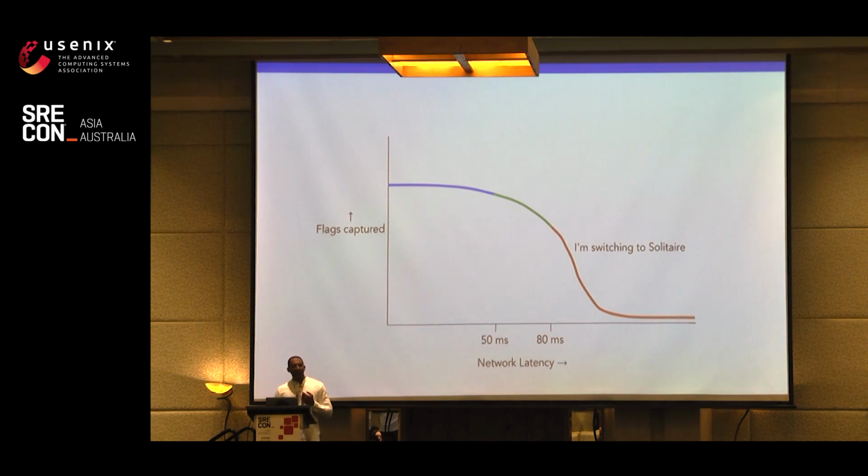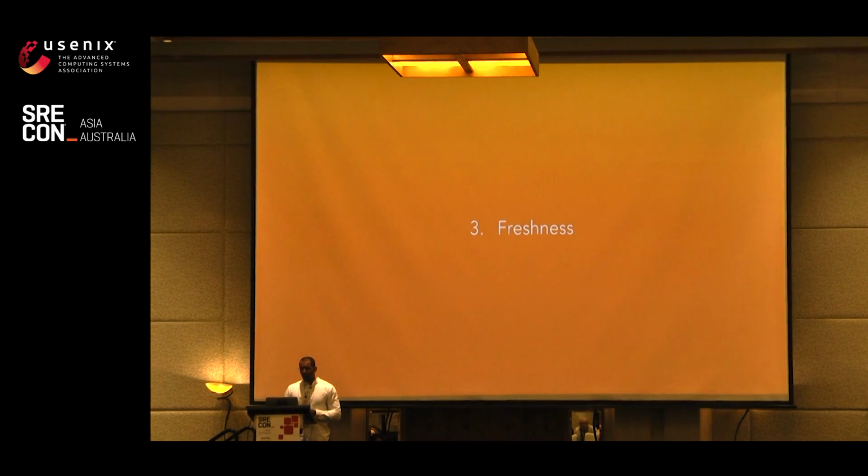Once it goes beyond 80 milliseconds, I'm switching to solitaire. Quake 3 Arena is just too frustrating. It's not an enjoyable experience anymore. This also follows an S-curve, but it's a very different shape of S-curve from Indeed. If I were a server operator, I might set my goal to be under 80 milliseconds for latency. I do want to make people happy, but as long as people are getting sufficient enjoyment to keep playing, that's good enough for me.